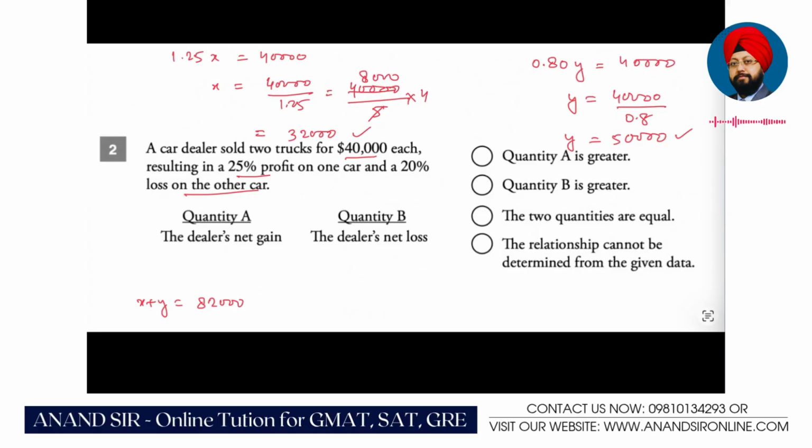And the selling price of 2 trucks is 40,000 into 2, which is 80,000. Now if I see the profit, there is no gain. If you say gain, that will be selling price minus cost price, which here gives you minus 2,000. Dealer net loss is what? 82,000 minus this, so it is 2,000. So which one is greater? If you see the sign, you observe that this is negative and this is positive. So this one becomes greater. So quantity B is bigger.